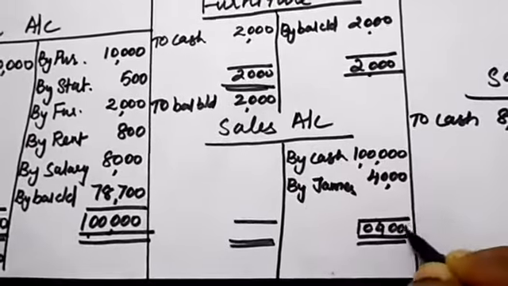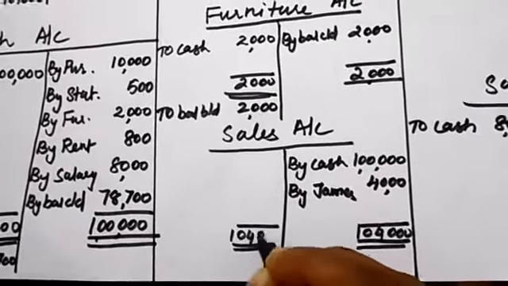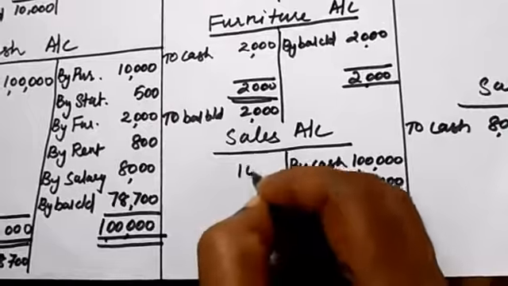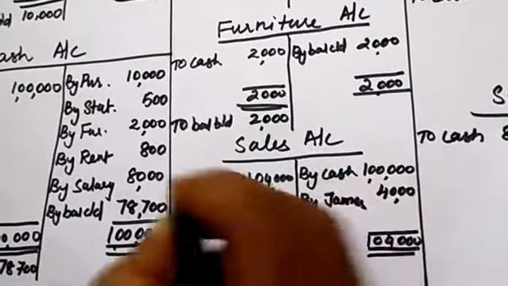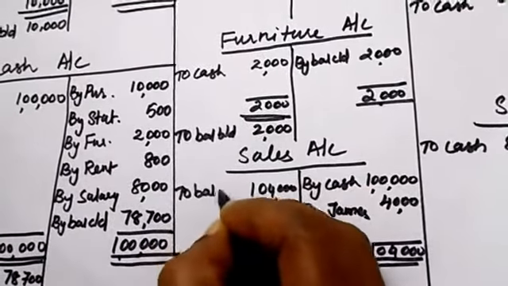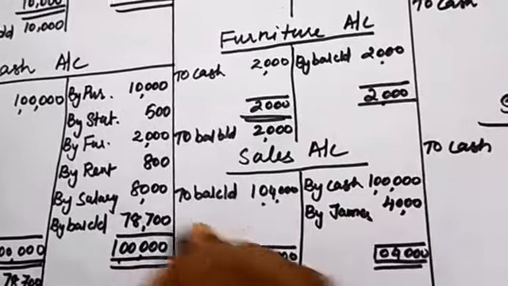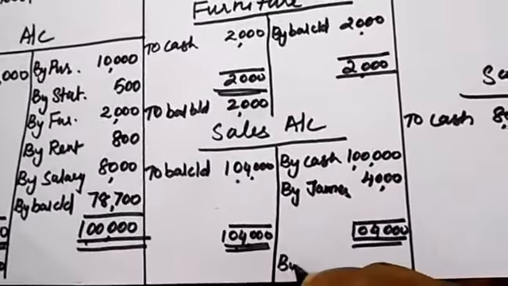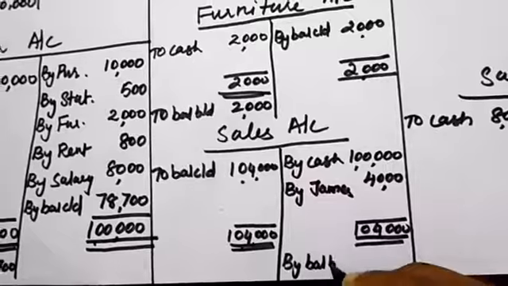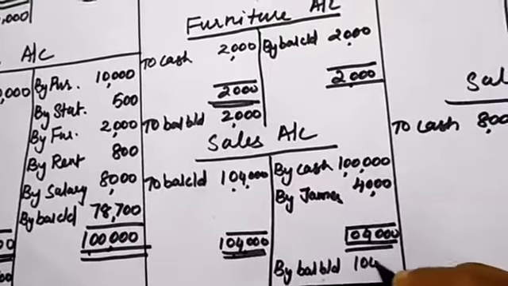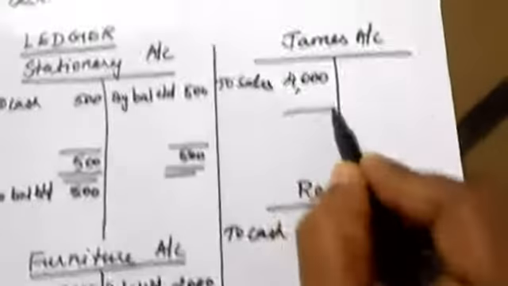1,04,000. 1,04,000. To balance carry down, enter this amount on the opposite side, by balance brought down 1,04,000. Then James account.